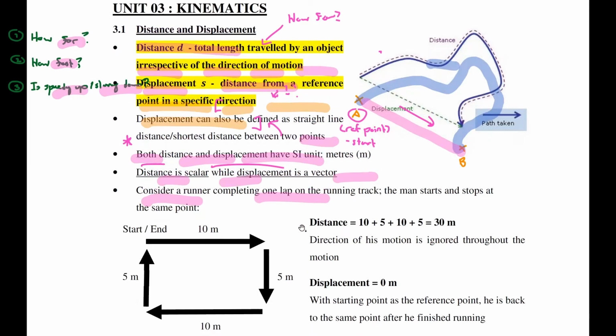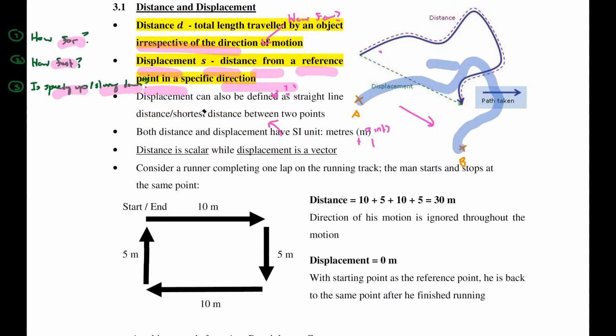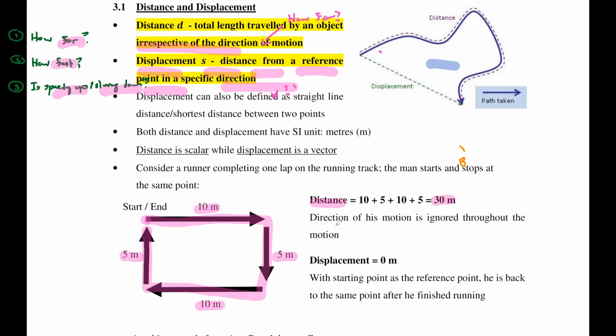Now, in some cases, you could have a motion where you say that there's zero displacement, but there is distance traveled. An example would be the ones that you see here. Consider a runner that is completing one lap on a running track, and the man starts and stops at the same point. So that man starts from here, he moved one lap, and then ended up where he started before. If we ask you what is the distance, it will just be 10 meter plus 5 meter plus 10 meter plus 5 meter, giving you 30 meter.